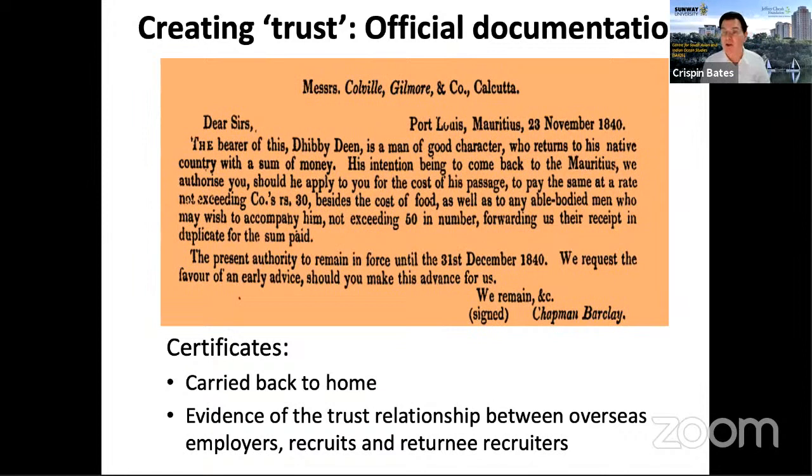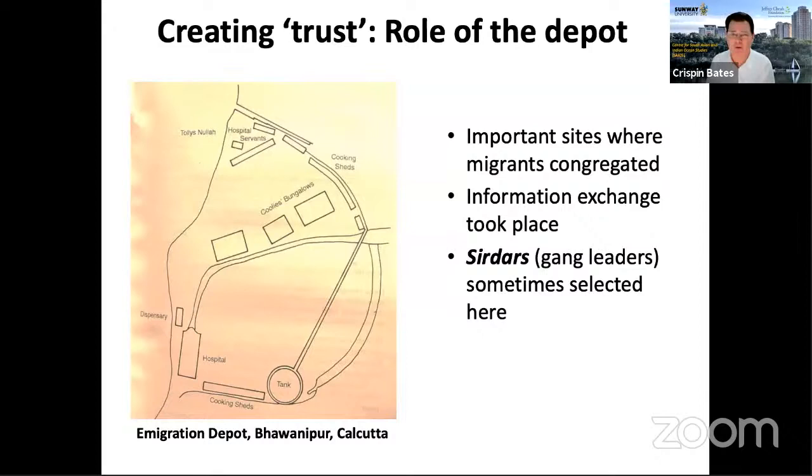In other words, the letter says, this is a trustworthy man, you should pay him to come back to Mauritius, and you should pay up to 50 people who he may bring with him, including the cost of their food. So this is exactly the manner in which recruitment went on. The people, once they were recruited, would take many weeks, even months, to traverse from the interior to the coast. And when they arrived, there wasn't always a ship ready to take them.